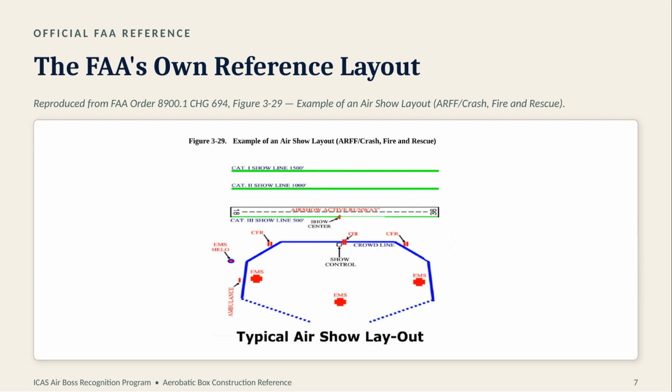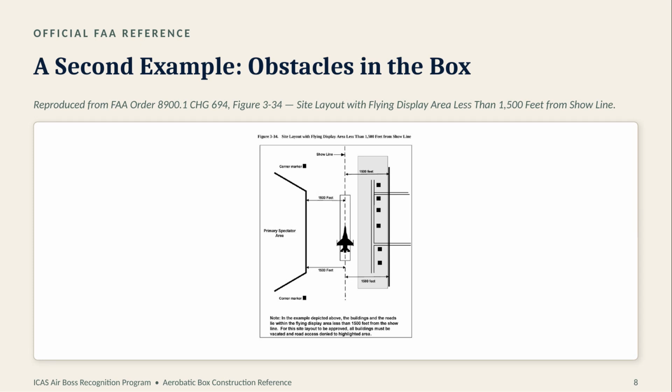Every element you'll build in this module, the show lines, the crowd line, the corner markers, and the essential personnel positions, appears in this one official diagram. Keep this image in mind as your target shape. Here's a second official example, reproduced from Order 8900.1, change 694, figure 324, and this one addresses a problem you'll run into at almost any site that isn't a wide-open military ramp.